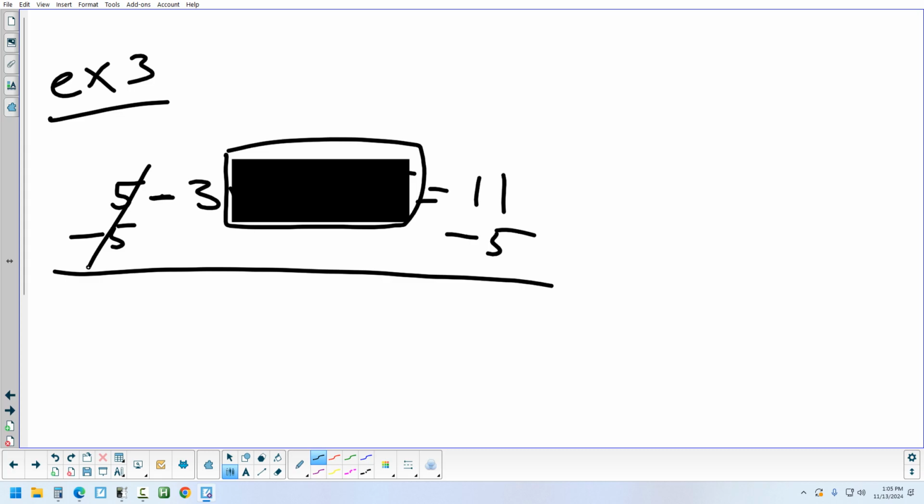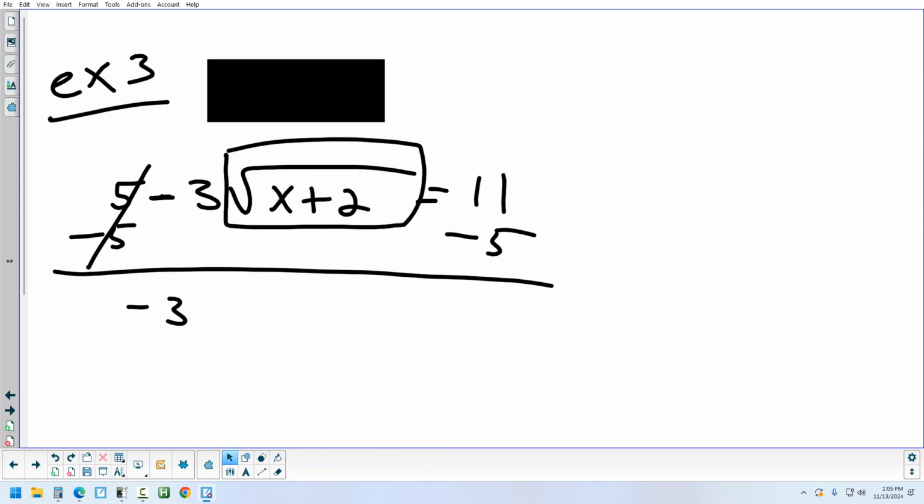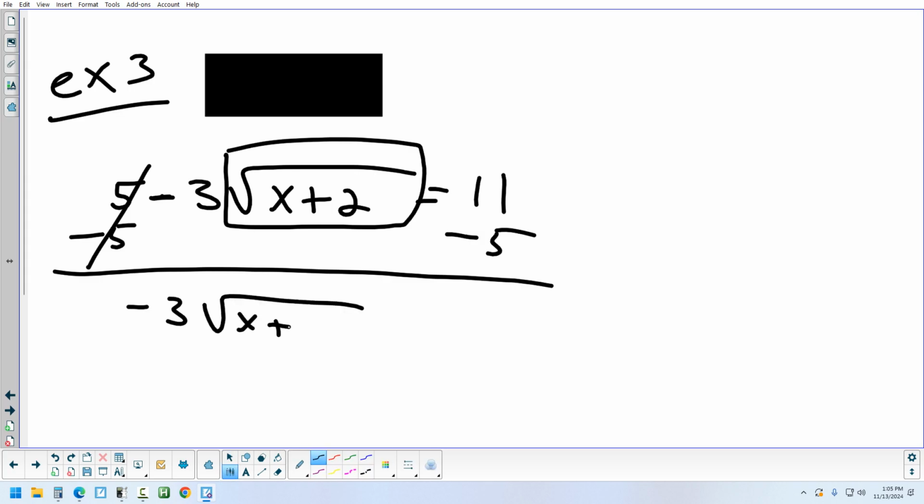That's gone. And now you have negative 3 times the square root of x plus 2. I need to know what was in that box. The square root of x plus 2 equals 11 minus 5, which is going to give me 6. Divide by negative 3.